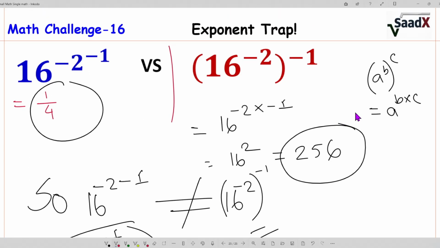From now, SADX will try to find out common mistakes of algebra. Today's topic is Exponent Trap. Okay, so no more today.